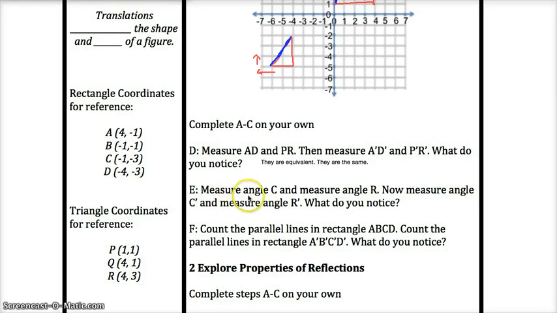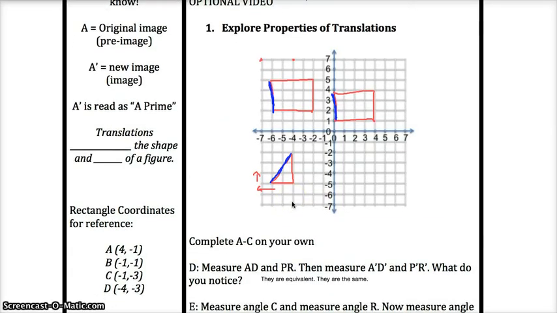And then now they want you to use, oh, I'm sorry, you actually do need your protractor. It's asking you to measure angle C and measure angle R, and then measure C prime and R prime. So let me show you which ones those are in case you're confused. C is this piece of the rectangle right here, this side. Let me draw it. This is angle C. Measure angle C. You probably don't even need to measure that if you know what a right angle is.